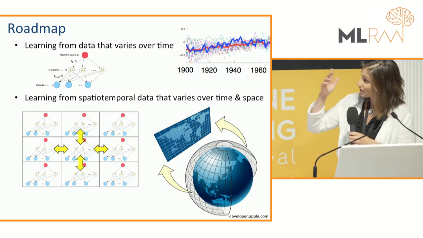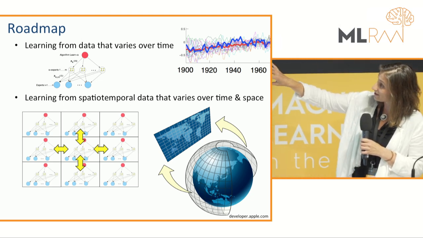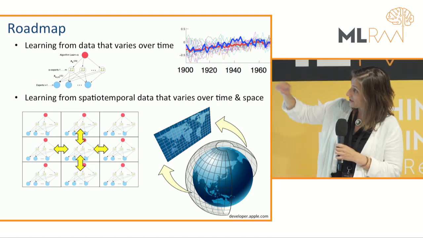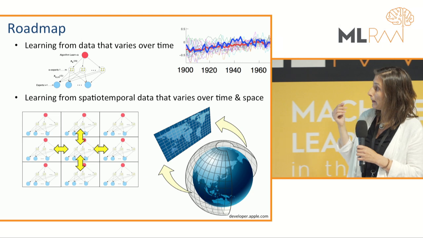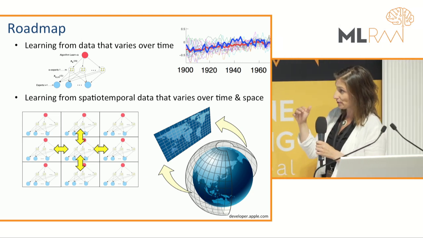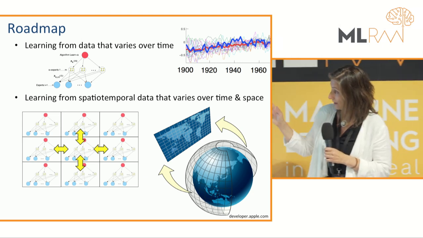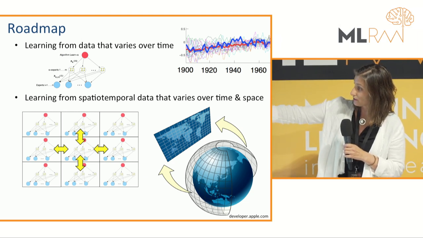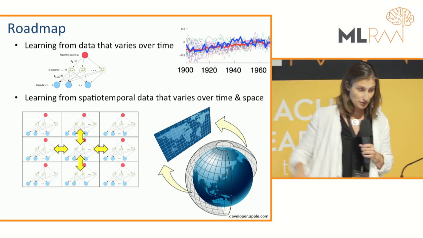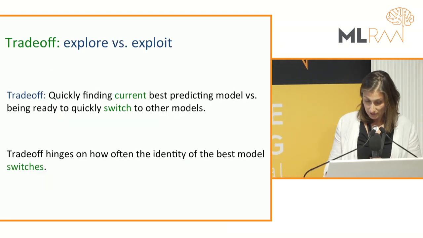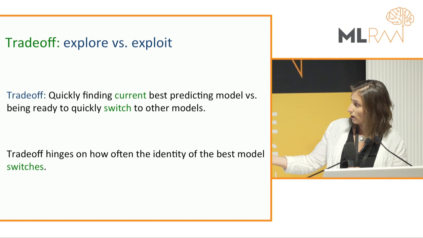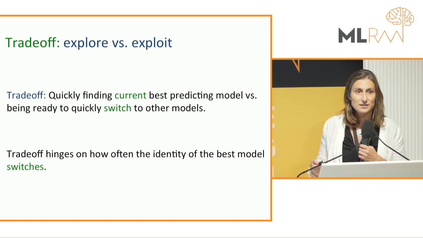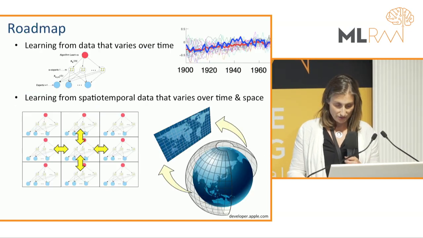So in my history, I started by studying non-stationary data and designing algorithms that had theory behind them. And later, we sort of resurrected that algorithm when I started working on climate applications. But what we're really interested in getting to is the spatiotemporal approach. So let's just first look at the temporal approach. I said the trade-off hinges on how often the identity of the best model switches. So that's essentially the non-stationarity of your observations.